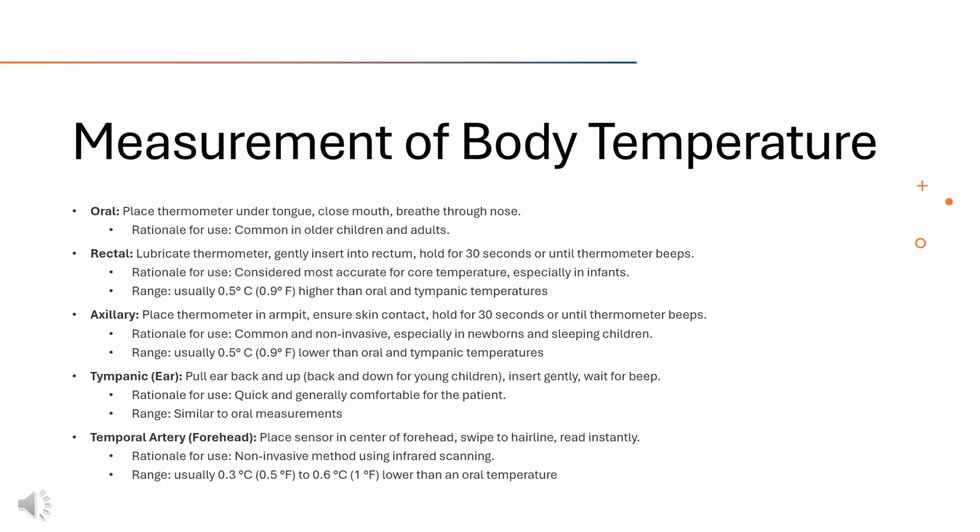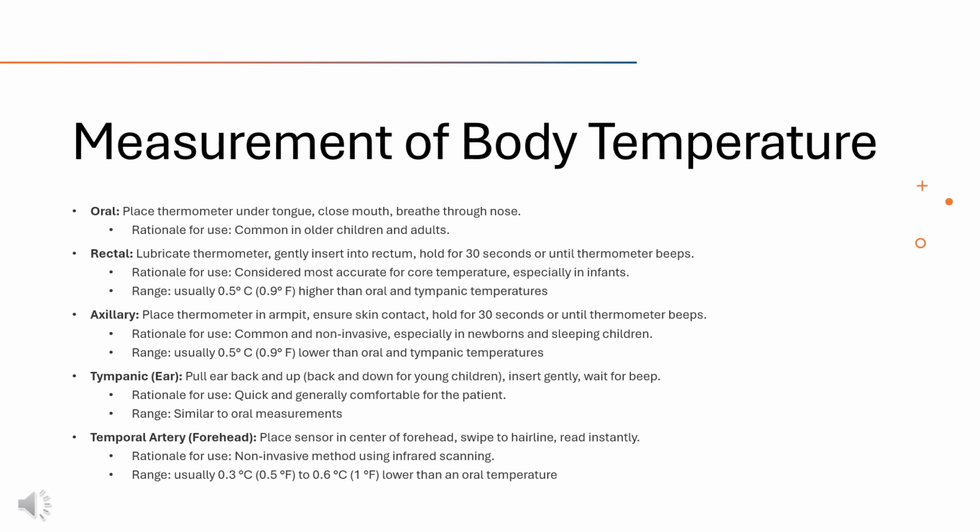Rectal. This is considered the most accurate for measuring core body temperature, especially useful in infants and small children. We're going to apply a lubricant to the thermometer, then gently insert it about 1 to 1.5 inches into the rectum, depending on the size of the patient, while the patient is lying on their side. Hold it in place for about 30 seconds or until the reading is complete.